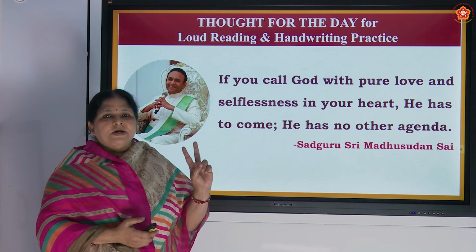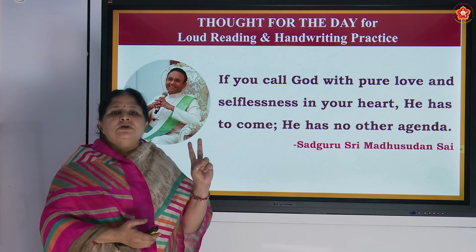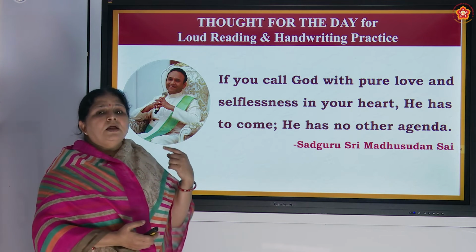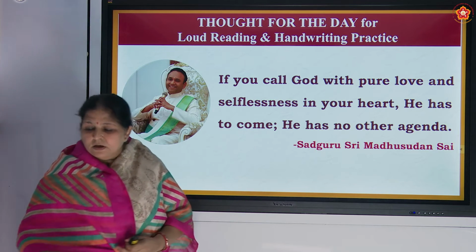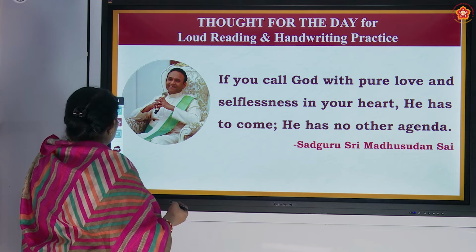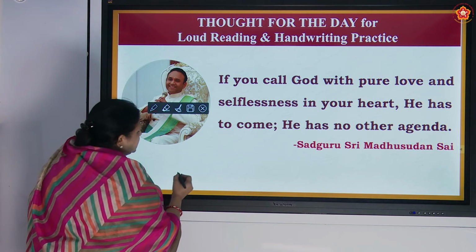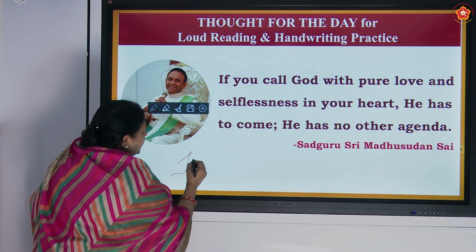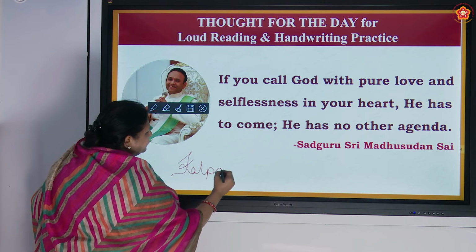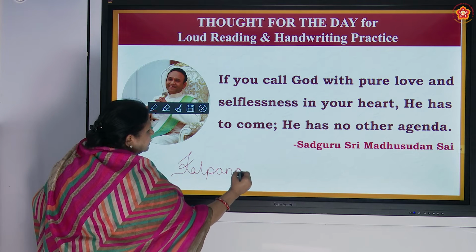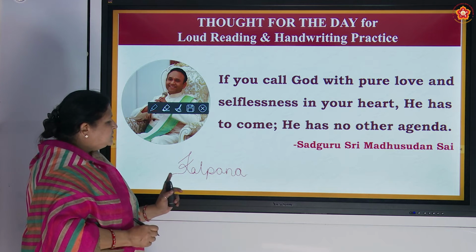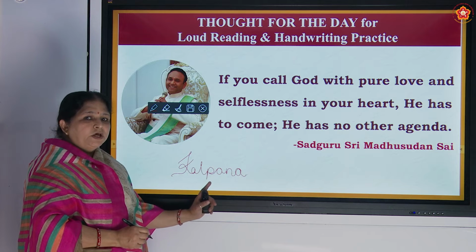There are two types of handwriting. Some children write in cursive writing because they are taught so in school. So, what is cursive writing? That is joining. I will write my name. See, this is cursive writing because it is joining the letters to one another.